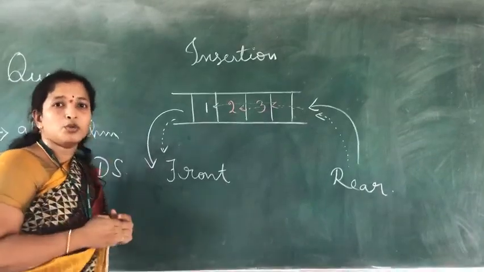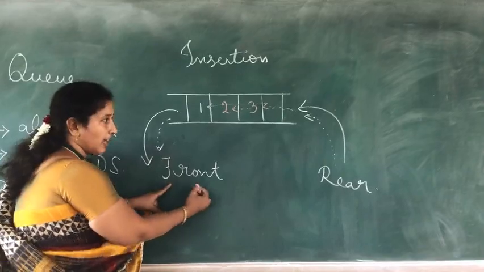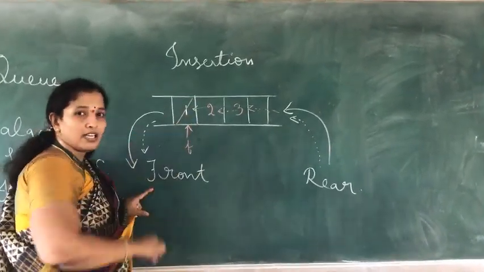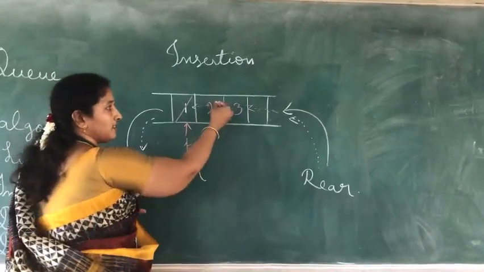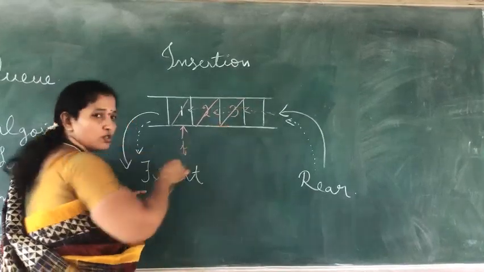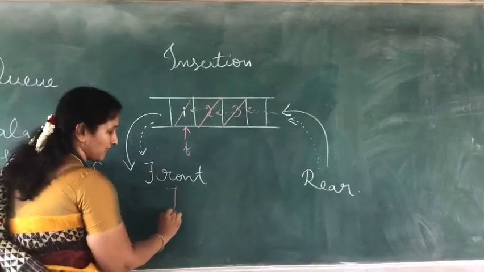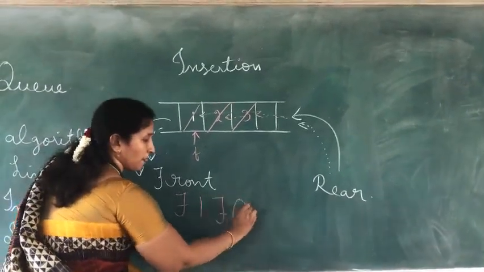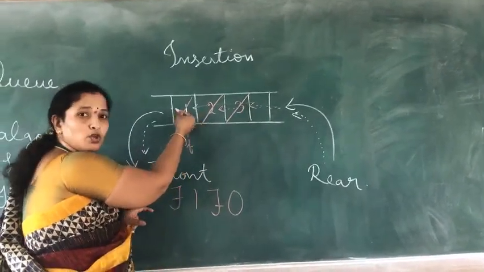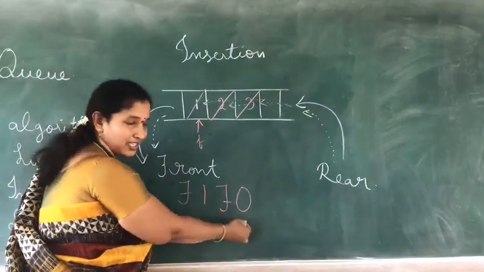Next, if I want to do the deletion operation, I will be incrementing the front. First I will delete the 1, then the 2, and then the 3. From this we can say the principle of queue is first in, first out. What entered the queue first will be the first one deleted from the queue. So the principle of queue is first in, first out.